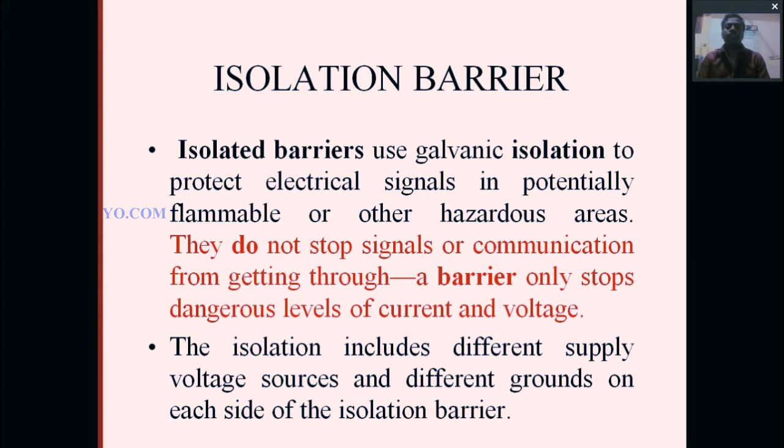There is no physical contact between high voltage and low voltage. Between the higher voltage and low voltage we have some barrier, a resistance. That barrier prevents the flow of high voltage to the low voltage side. That is an isolation barrier.